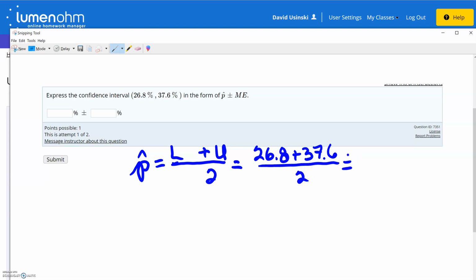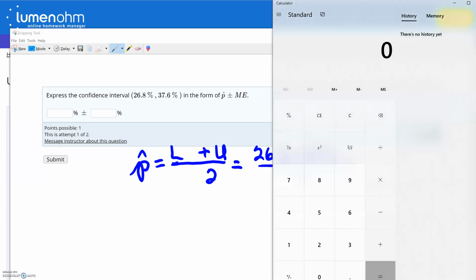Now in this case we can use the calculator. So I'm going to pull up the calculator app here so I can do this. 26.8 plus 37.6 equals. Now don't forget to hit the equal sign, because if you were just to go ahead and divide by 2 right away, you'd only be dividing the 37 by 2 because you don't have parentheses around it. So make sure you hit the equal sign first. Now I'm going to do divided by 2. All right, I get 32.2.